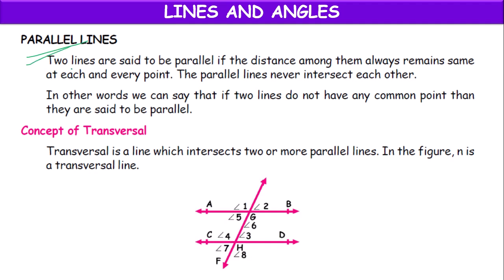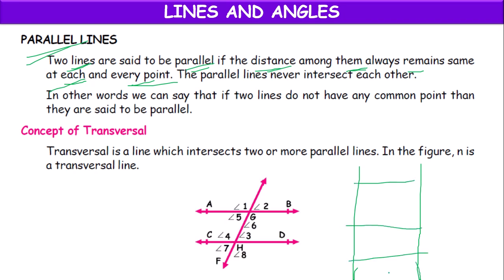Next, parallel lines. Two lines are said to be parallel if the distance along them always remains the same at each and every point. If the perpendicular distance at any point is the same, then they are called parallel. They never intersect each other. They do not have any common point. They are said to be parallel.